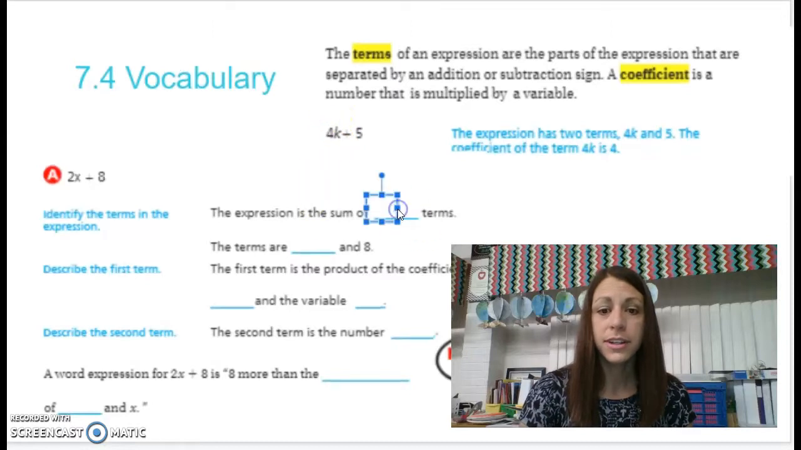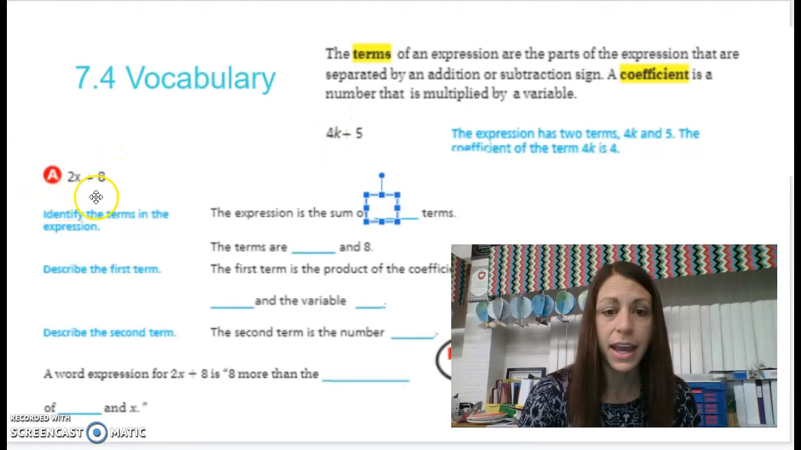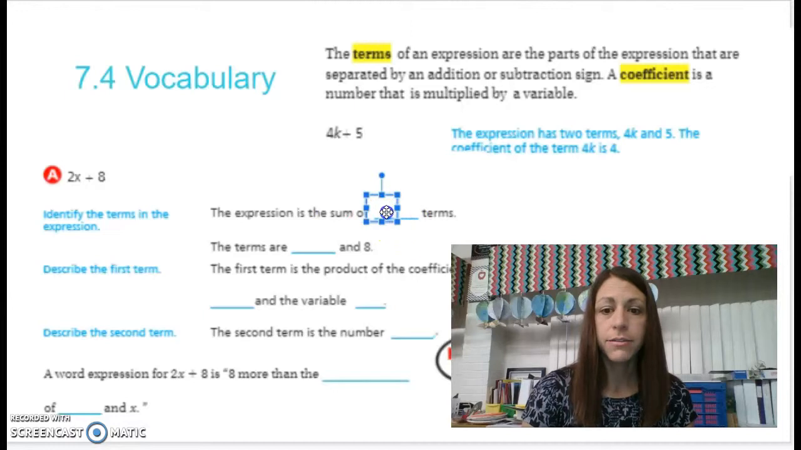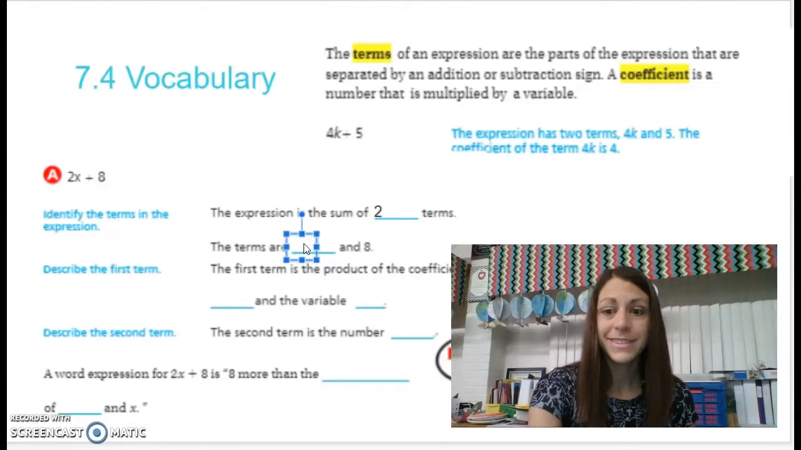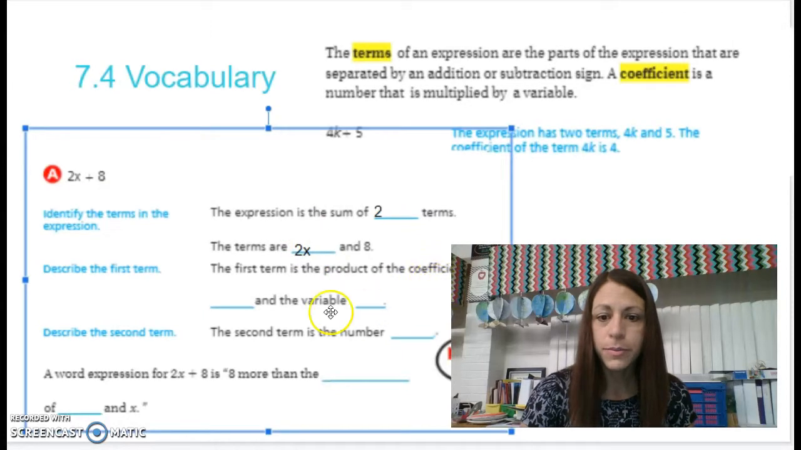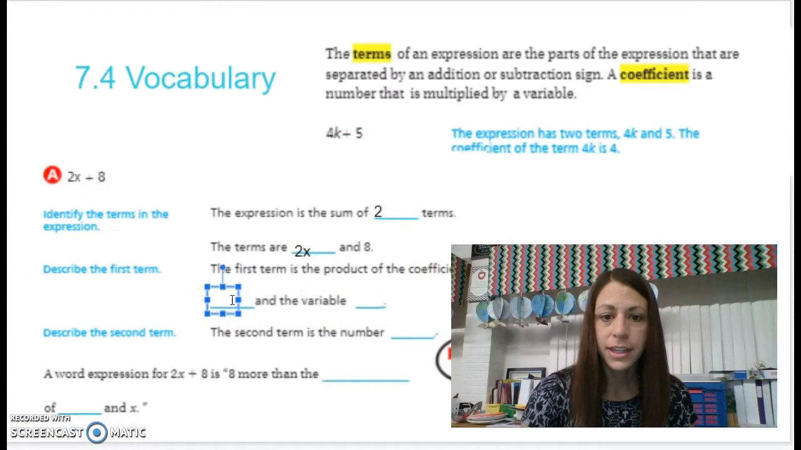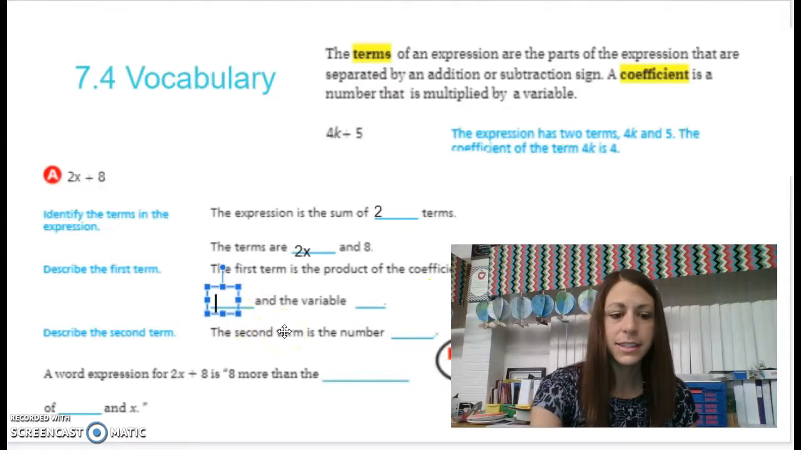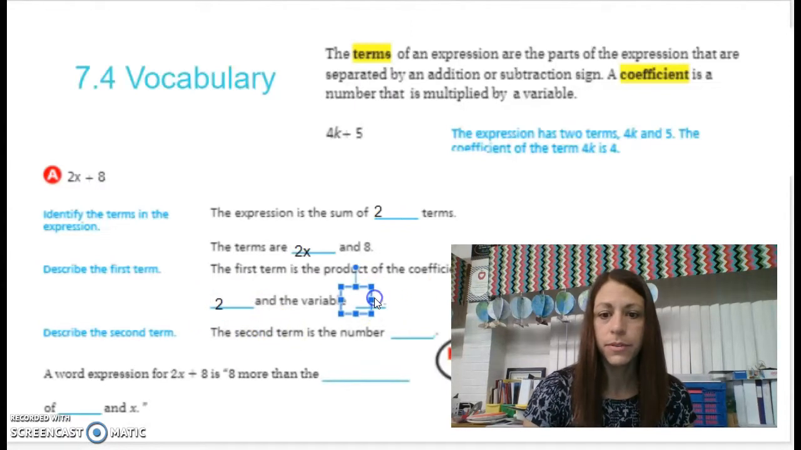So the expression of 2x plus 8, we have two terms there. And the terms are, we have 8, and then what's the other one? 2 and x. So we'd say that together, so that would be 2x. And then the first term is the product of the coefficient and the variable. The coefficient is 2, and the variable is x.